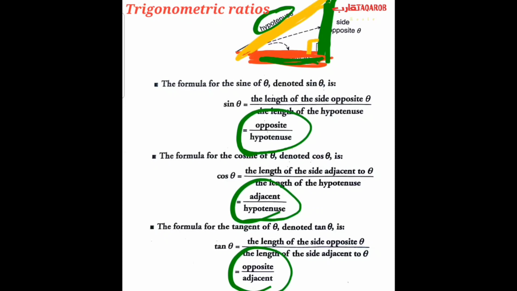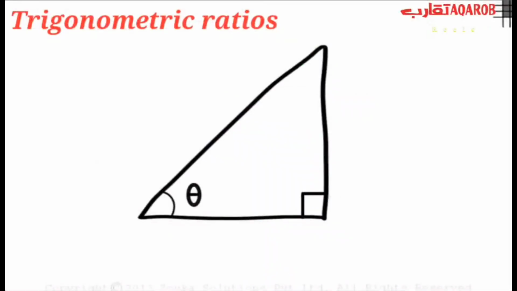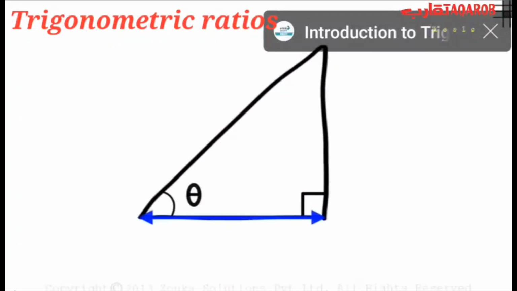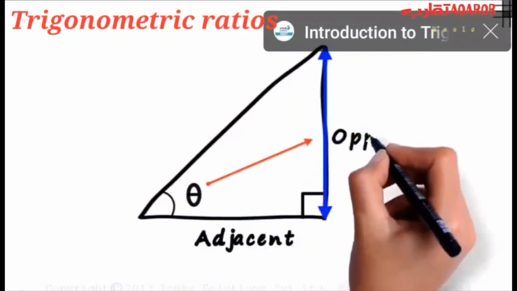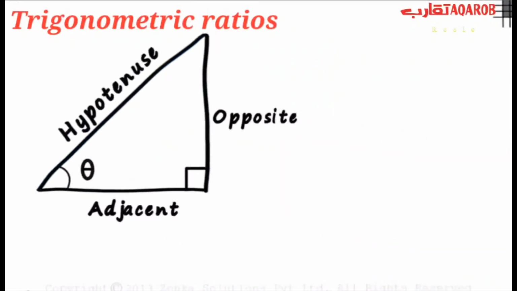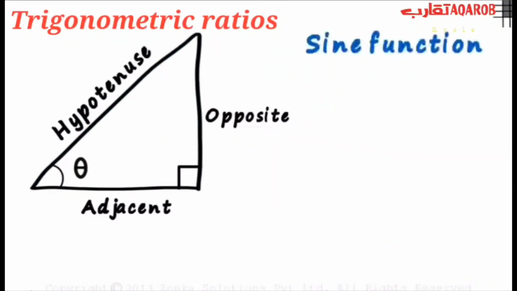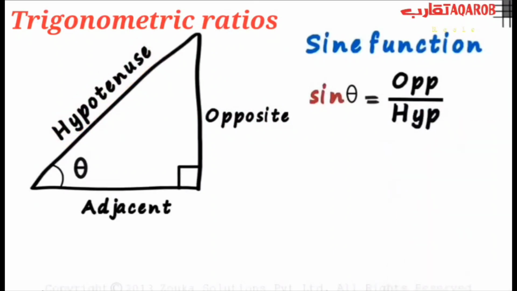Now let's watch this video of the three important trigonometry functions. We consider the same triangle we have seen before. This is the side adjacent to theta, this is the side opposite to theta, and this is our hypotenuse. We have seen the formula of a sine function. Sine theta equals opposite divided by the hypotenuse. Remember, we don't write an e here.